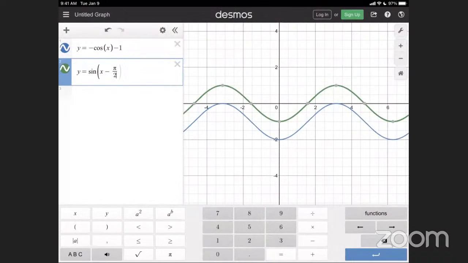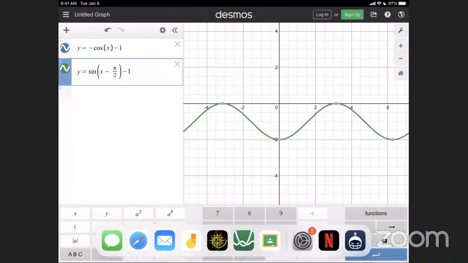Notice how it's the same thing, it's just above it. So now when I subtract 1 from it, it's going to go down right to it. So those two graphs are the exact same graph. Okay, makes sense? Yes.